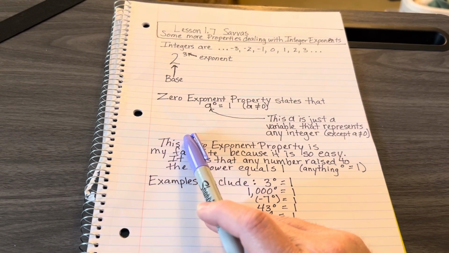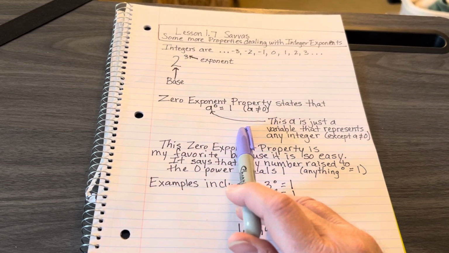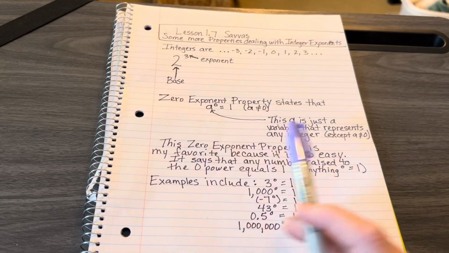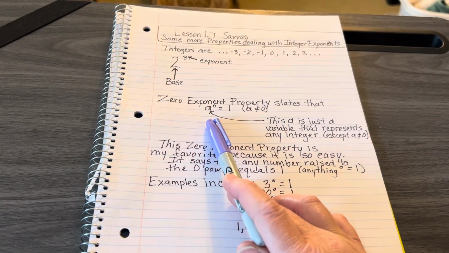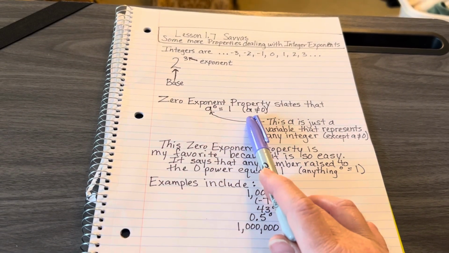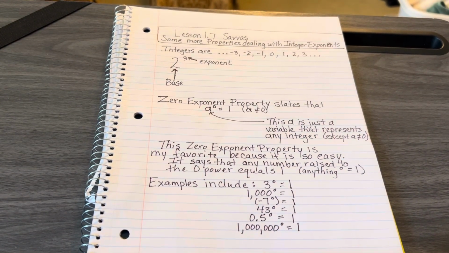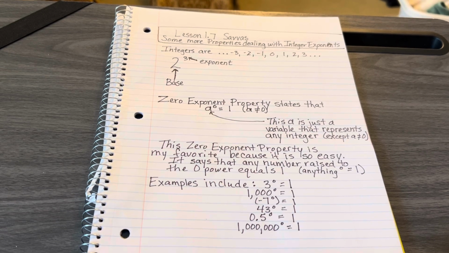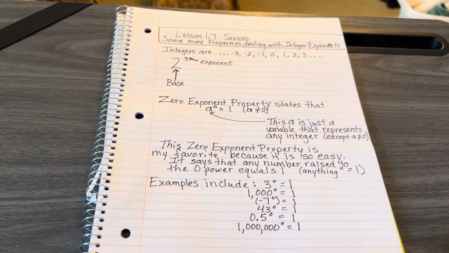One property they are discussing in lesson 1-7 is called the zero exponent property. The zero exponent property tells us that a to the 0 power is equal to 1. Remember, a cannot equal 0. But the zero exponent property is teaching us that a to the 0 power is always going to equal 1. Now remember that a is just a variable that represents any integer, except that a cannot equal 0.